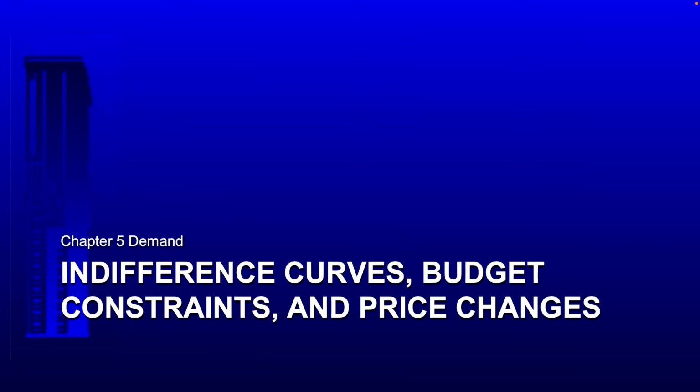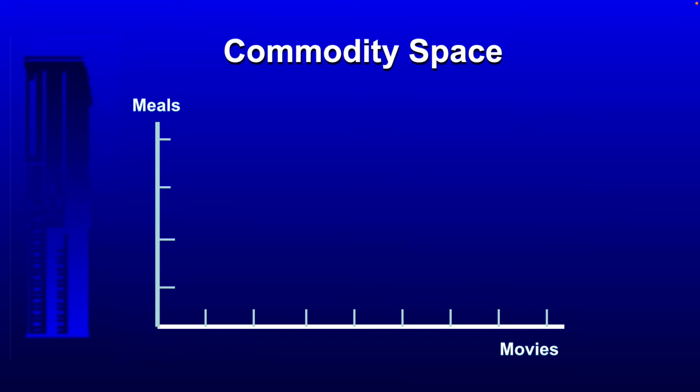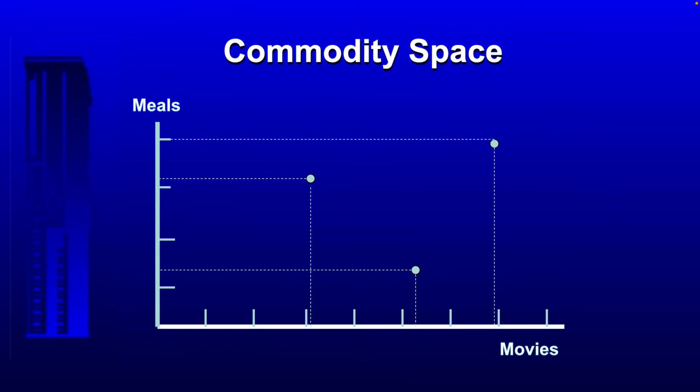Okay, so we're going to take a very graphic approach this time, and we're going to start off with what we call a commodity space. It's just a fancy sounding word for geometric space or graphs where every point within the space represents some bundle of different commodities, or to be a little more basic English, goods. Every point within the space is going to be, in this case, some combination of two goods, movies and meals.